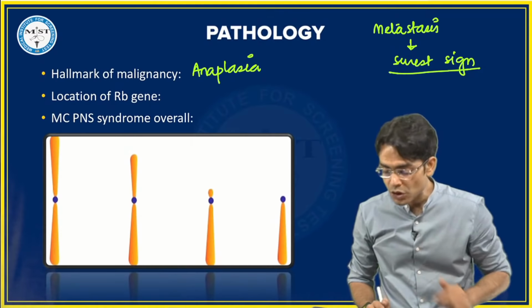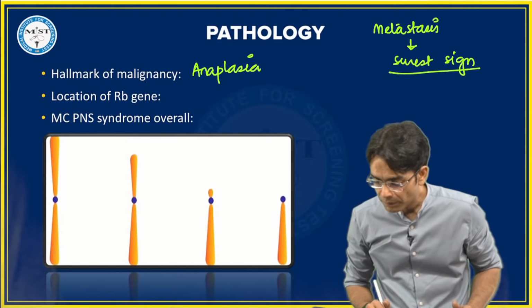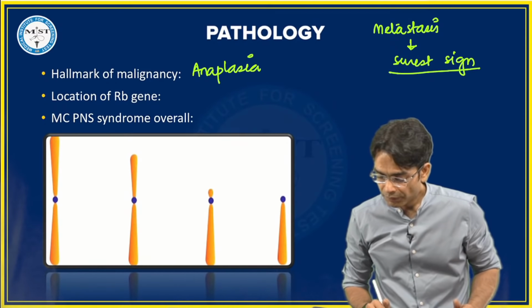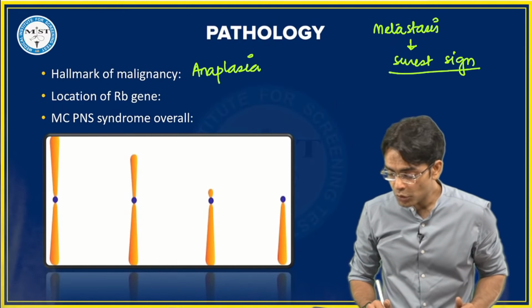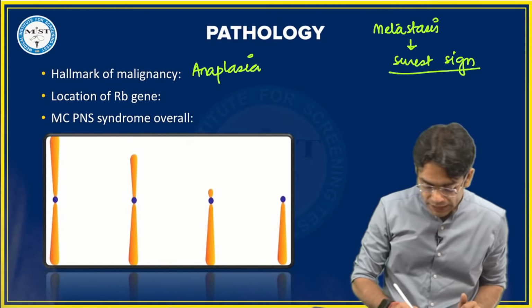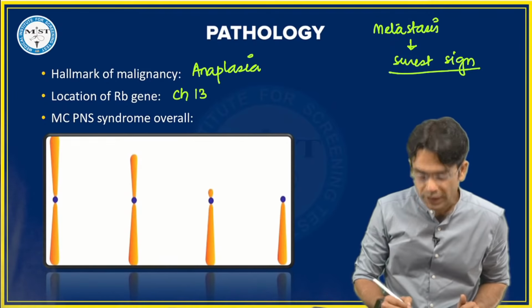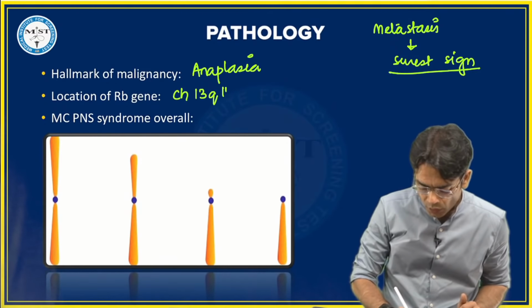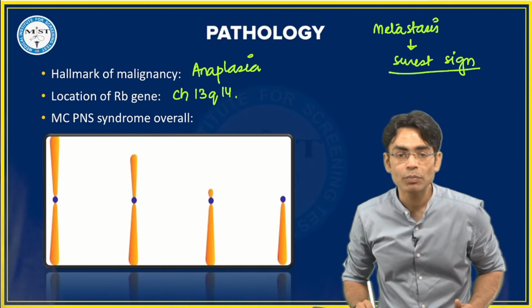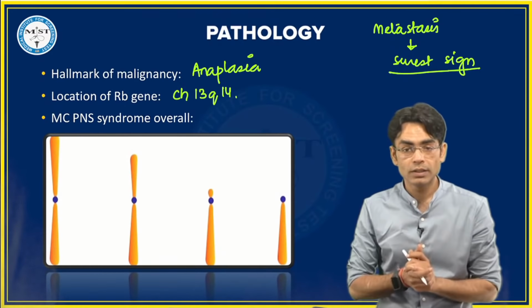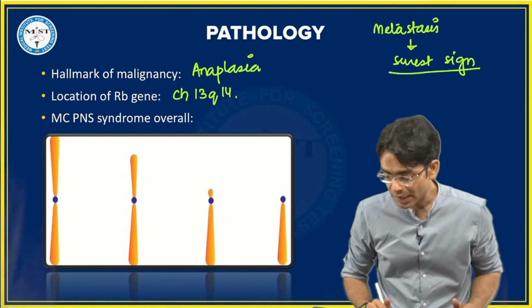Location of RB gene. What is the location of RB gene? Which chromosome? Very good, Dipendra. It is your chromosome number 13. कौन सा आर्म है? Q और लोकेशन क्या है? 14. So most common paraneoplastic syndrome overall. Most common paraneoplastic syndrome overall.